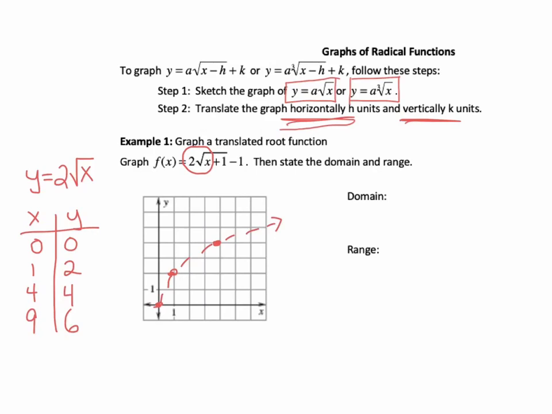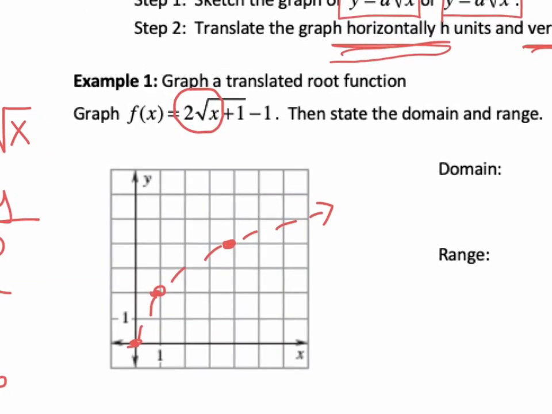I sketched my parent function. On to step 2. I need to translate the graph horizontally h units and vertically k units. So what that means is that I need to figure out what my h and my k are. What I see right there is a +1 in my radicand. That tells me that this graph is going to move to the left 1 unit. And then this k value right here tells me I'm going to move my graph down 1 unit.